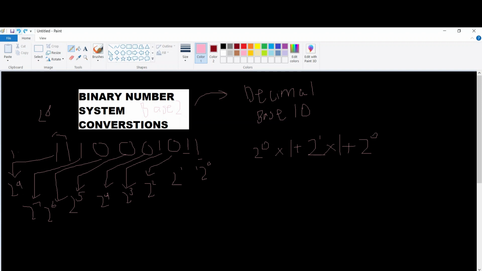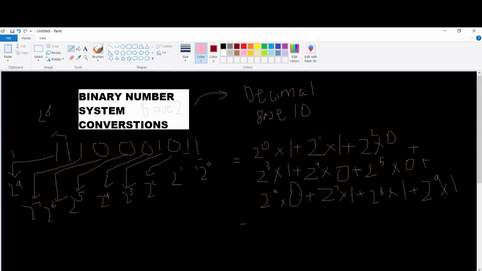Oh, sorry, here it would come 2 raised to power 2, assigned to the 0. And then I'll add 2 raised to power 3, which is assigned to the value of 1. Then 2 raised to power 4, assigned to the value 0. 2 raised to power 5, assigned to the value of 0. 2 raised to power 6. Similarly, we'll continue this till 2 raised to power 9, assigning the values.